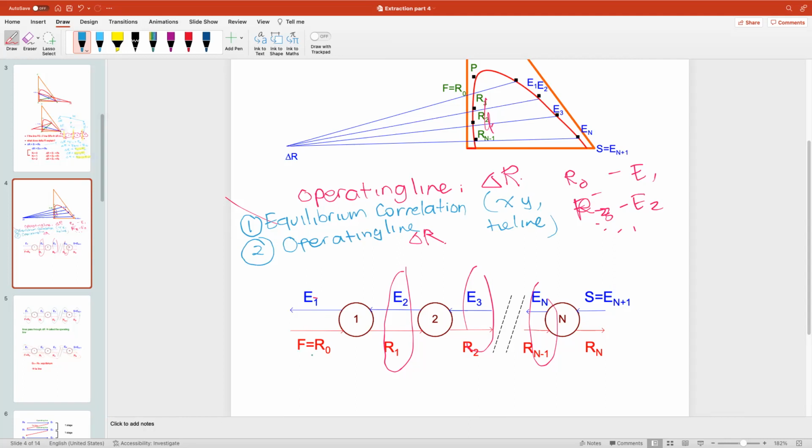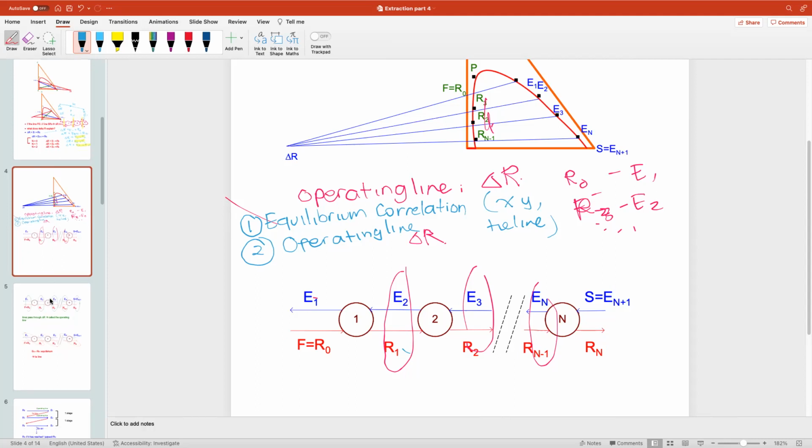If you know the operating line, you can also find the E1, and then from the E1, you check your tie line to get the R1. Once you have the R1, you check the operating line again to get the E2, and then you check the tie line again to find the respective equilibrium, and so on until you get your Rn.